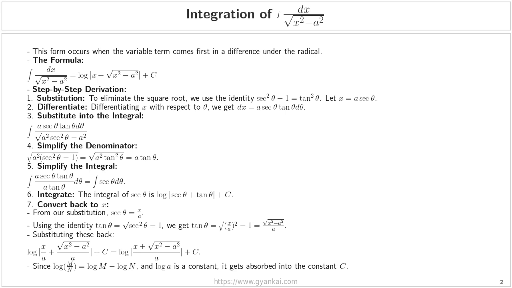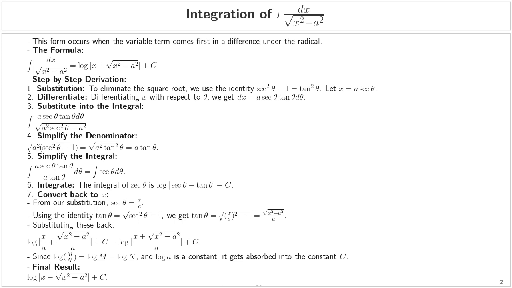So the logarithm of (x plus the square root of x squared minus a squared) over a is the same as the logarithm of (x plus the square root of x squared minus a squared) minus the logarithm of a. But since the logarithm of a constant is just a constant, it gets absorbed into our constant of integration, c.